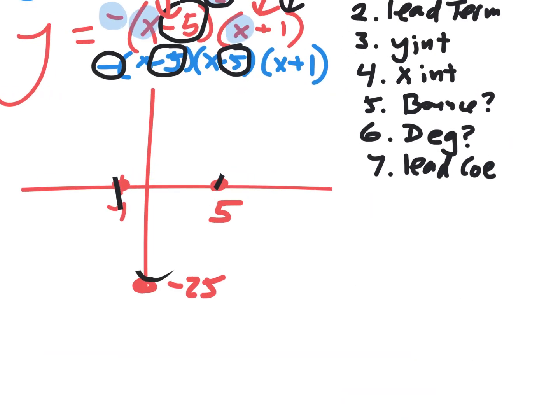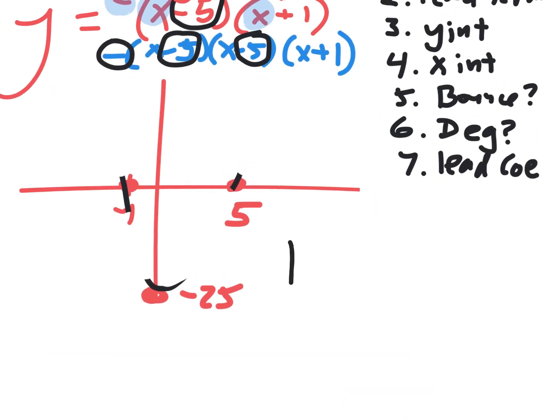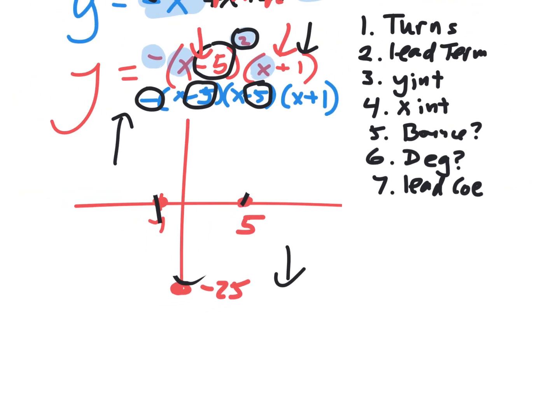So I know this end is going to go down because of the negative in the front. I know it's going to go up on this end because it's an odd degreed polynomial. Next thing I remember is there's something about a bounce. Does anybody remember where the bounce would be?